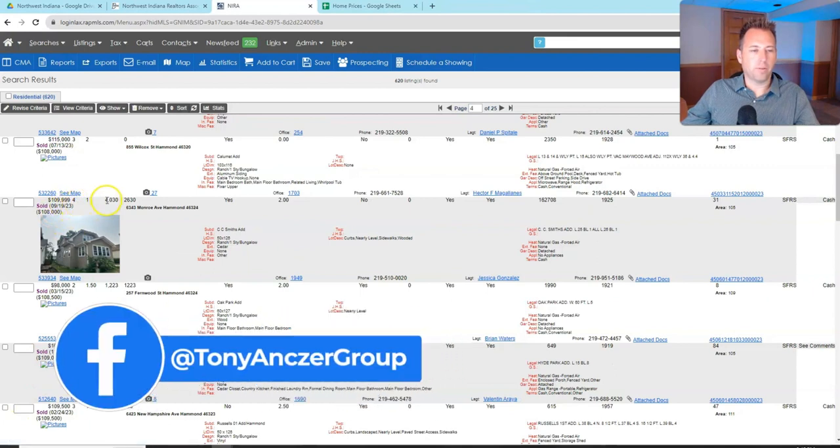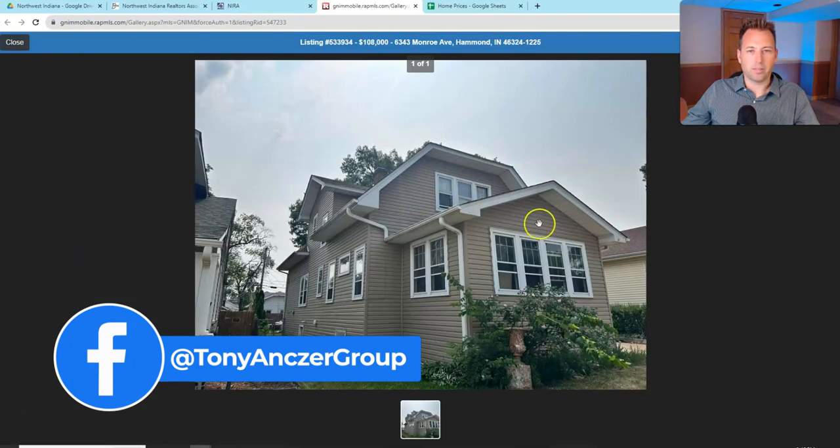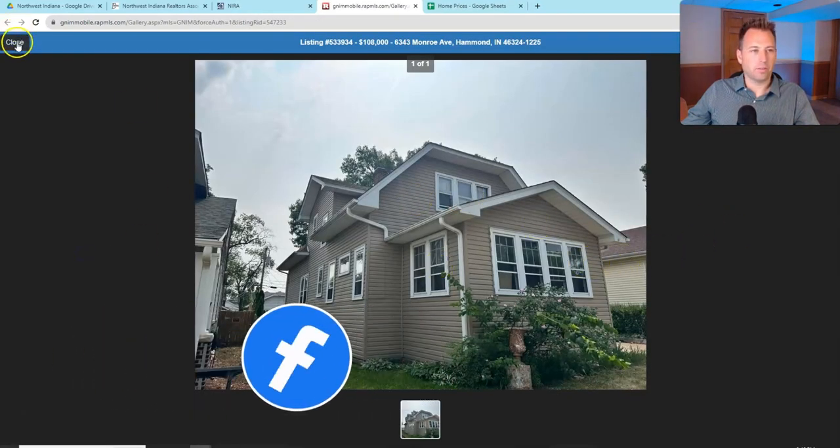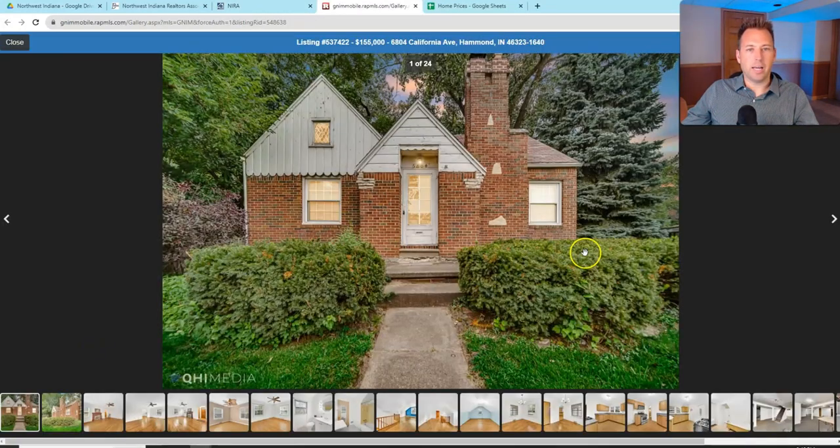Price point, 4-bed, 1-bath. This square footage, I'm pretty sure it's not going to be correct. It says 4,030. It's only got one photo. All right, here we have 6804 California Avenue with 3-bed, 2-bath, 3270 square feet. So that's going to include the lower level at that square footage. You can tell from looking at it, $155,000.